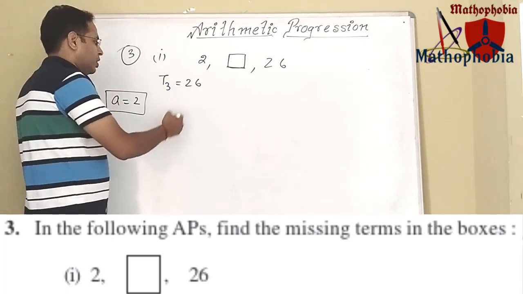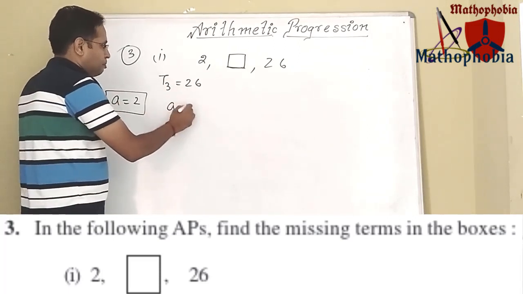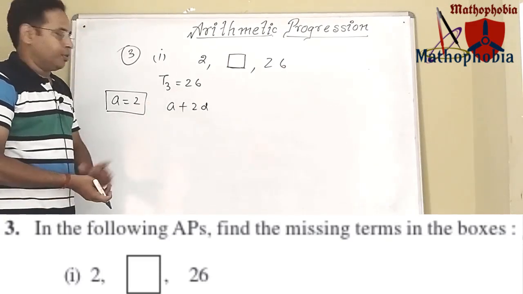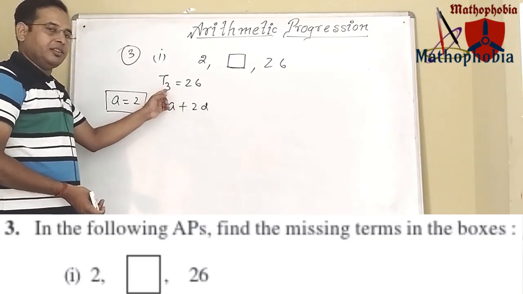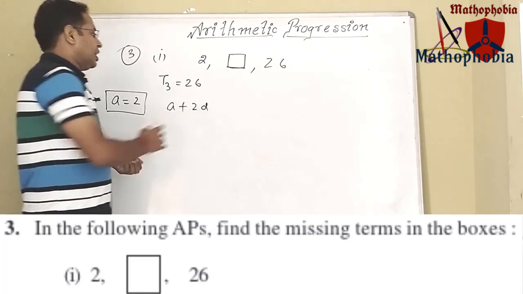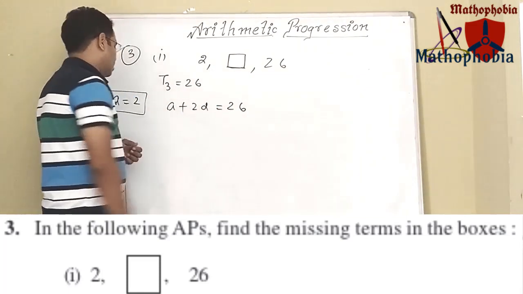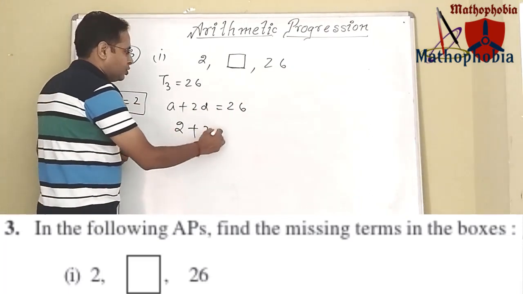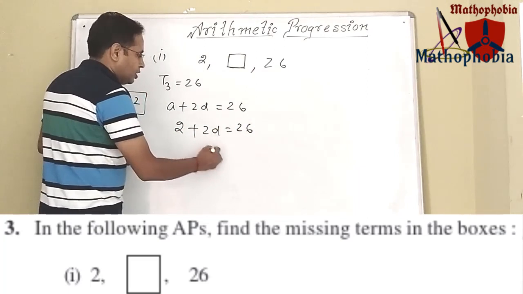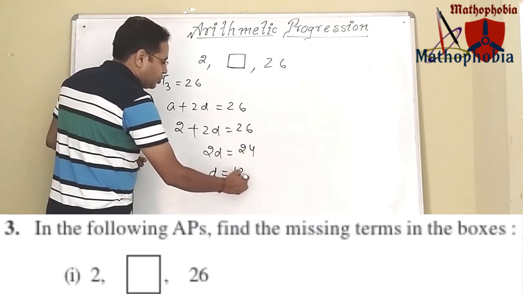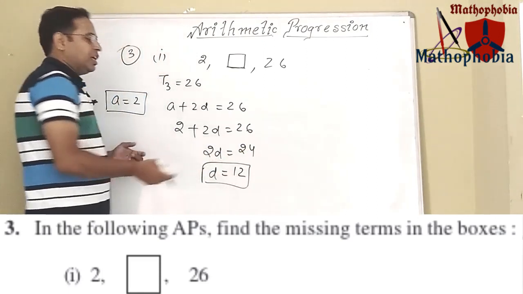So we'll apply the formula. T3 equals A plus 2D, from A plus n minus 1 into D. What will be the value of n? n will be 3. So A plus 3 minus 1, that is 2 into D, equals 26. Let's put the value of A to get the value of D. 2 plus 2D equals 26. 2D equals 24, and D equals 12. So we have got the value of D.